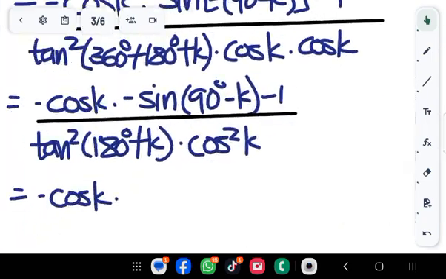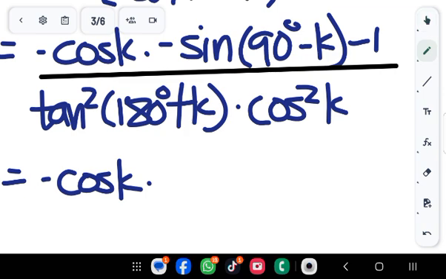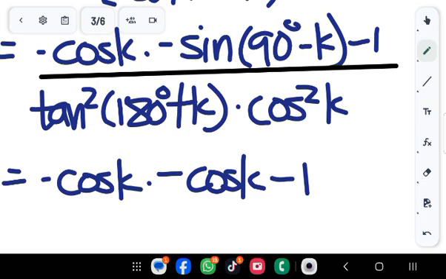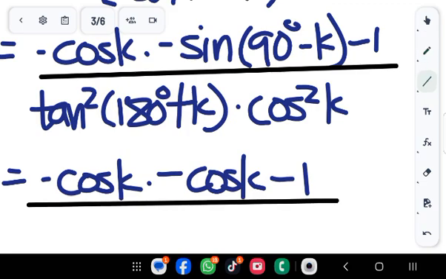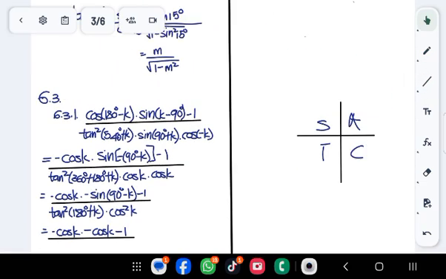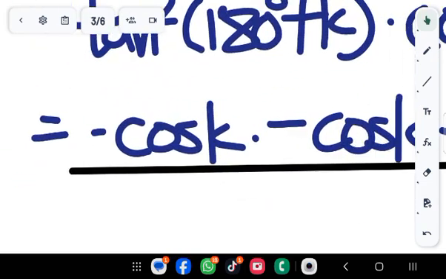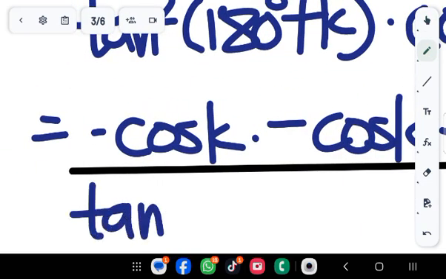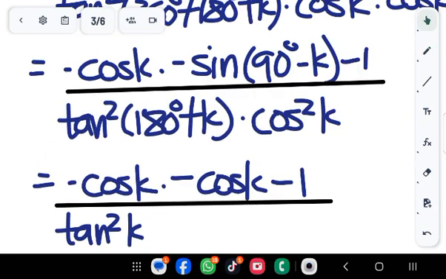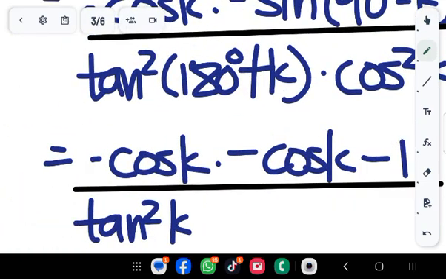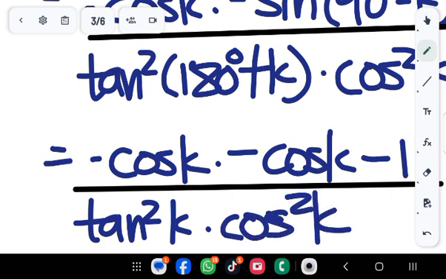It's also positive because everybody is positive in the first, so that will be negative cos of k minus 1 all over 180 plus k. 180 plus k lands us in the third quadrant, and tan is positive there, so that will be tan of k. So that will be tan squared k times cos squared k. Negative times negative, they cancel out.